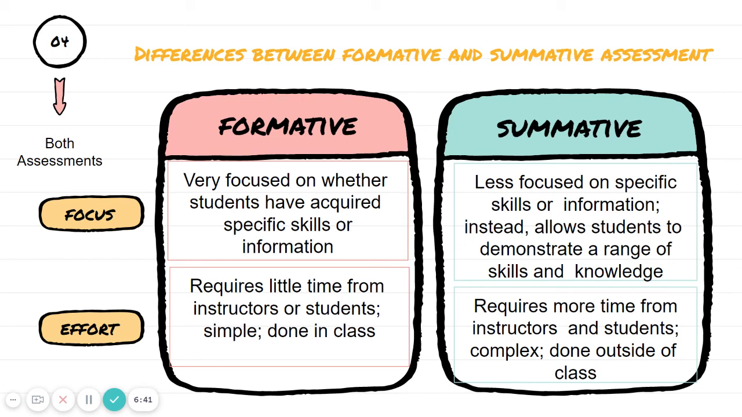When it comes to effort, formative assessment requires little time from instructors or students. It is simple and it is usually done in class. For summative assessment, effort requires more time from instructors and students, since it is the overall understanding of the unit or end of semester results. It is complex. It is done outside of class.